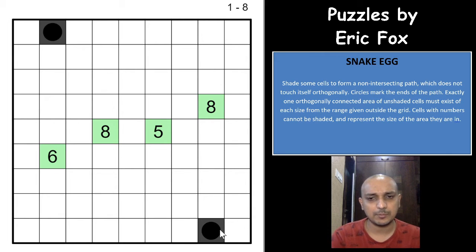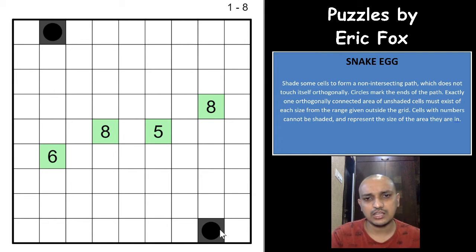So an excellent puzzle type, excellent puzzle genre. I'll again brief you with the rules. You need to draw a snake that cannot touch itself orthogonally, but can touch itself diagonally or at the corners. And the numbers indicate the number of cells in that area which are uncovered by the snake. So the range is given outside. You need to have exactly 8 areas, in which each area will have a number of unshaded cells in it.